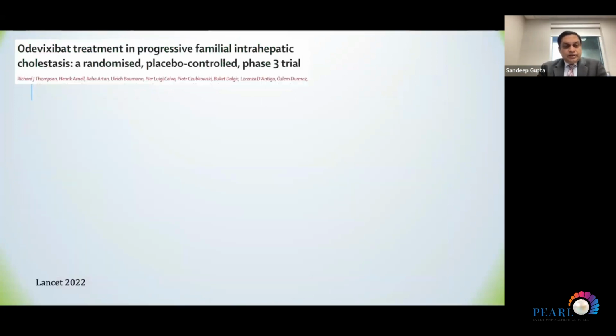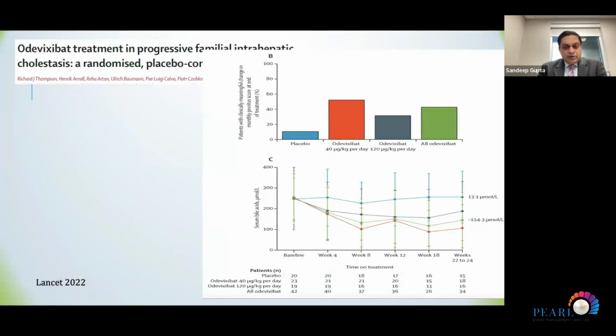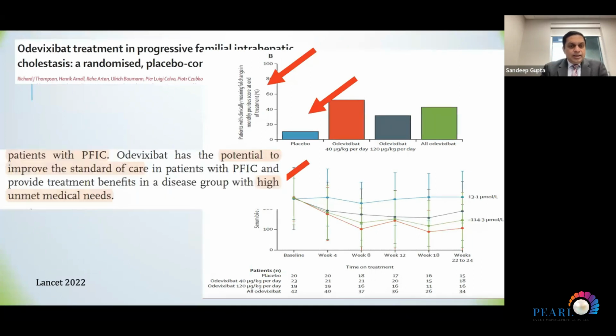The other study looked at odevixibat in PFIC. It was a placebo-controlled study that looked at pruritus score and serum bile acid scores, and compared those who got drug to those who were in placebo, which is in blue. And as you will see, those who got drug had more improvement of the pruritus and better serum bile acid levels compared to those who got placebo. The authors go on to conclude that these drugs could be a game changer and help address some of the unmet needs in patients with these inherited liver diseases.